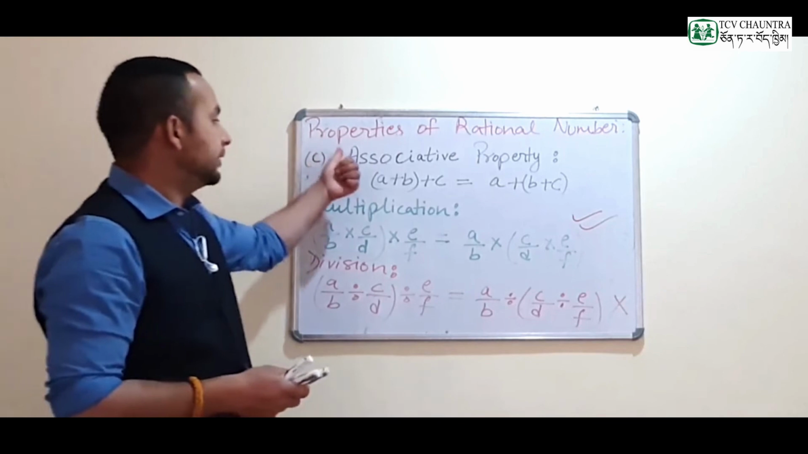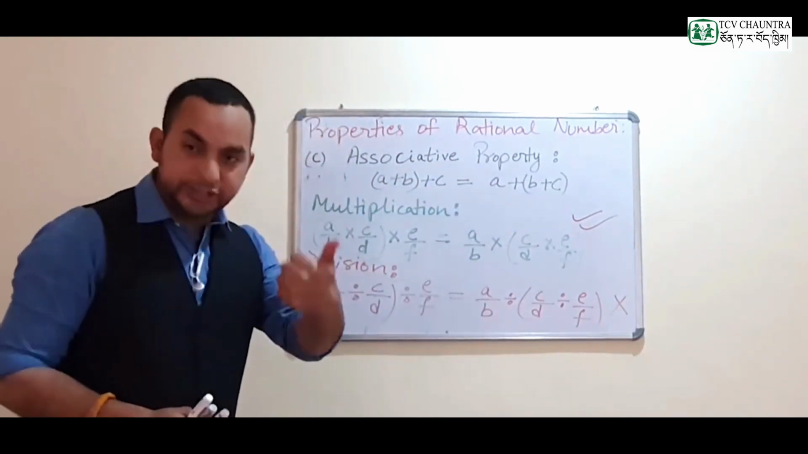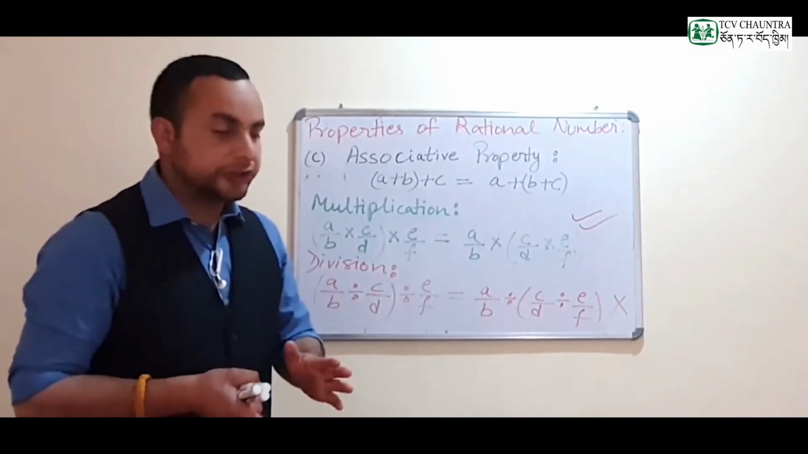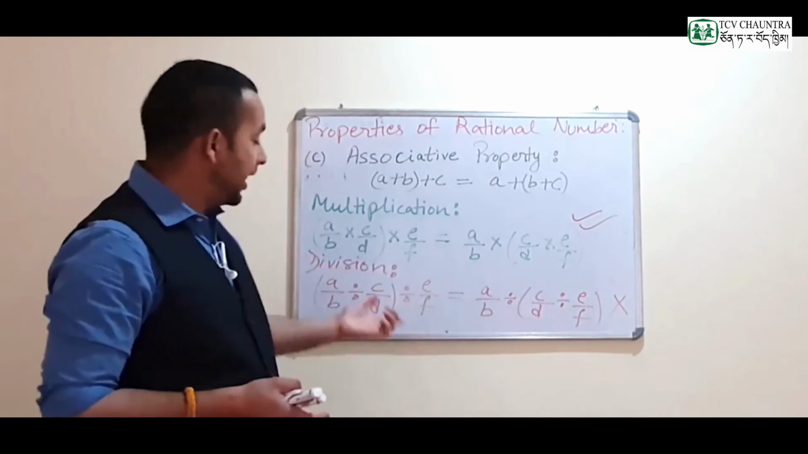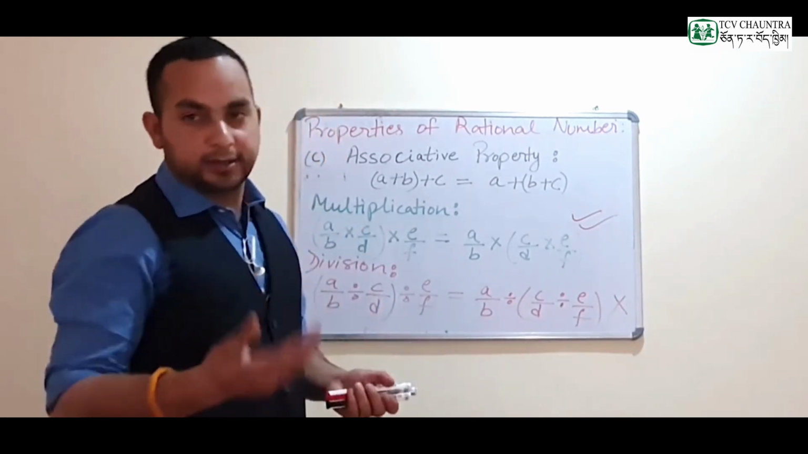So associative property is applicable for addition and multiplication. Subtraction we already verified, and for division you have to check it by your own self. That's homework for you.